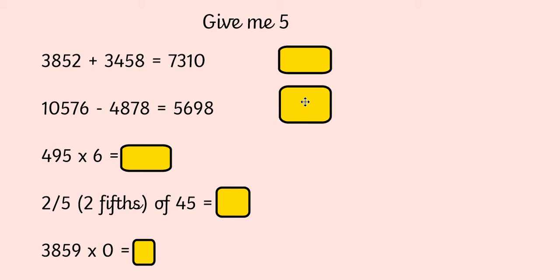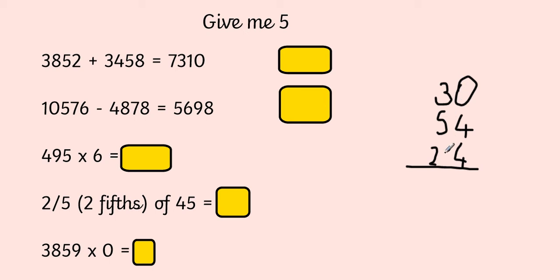Okay, next one then. 495 times by 6. So here we just need to times the ones, times the tens, times the hundreds and add them together. So I know that 6 times 5 is 30. I know that 6 times 9 is 54. Miss Lewis had to think about that for a minute. And I know that 6 times 4 is 24. Okay, so when I get that, times the ones, times the tens, times the hundreds.